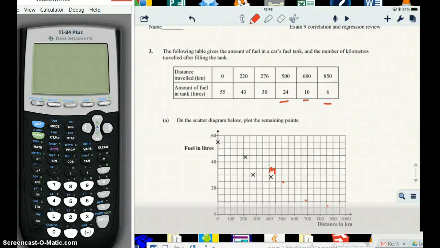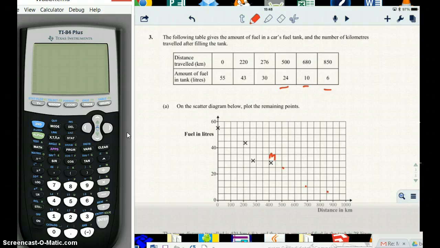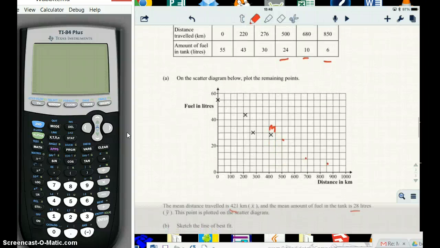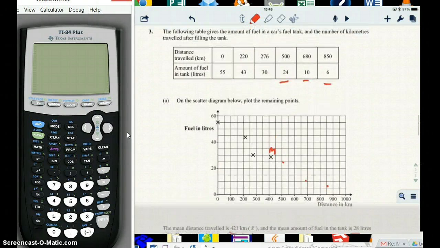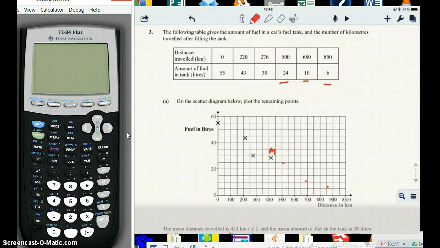Okay, here's problems 3 and 4 of the review. In number 3, they give us a data table with the distance traveled and the amount of fuel in the tank after you drive that distance. And the first thing they do is, on the scatter diagram below, plot the remaining points. They give us 4 points, and actually what they did was they graphed 0, 55, that's that one, 220, 43, that's that one, and they did 276, 30, that's that one.